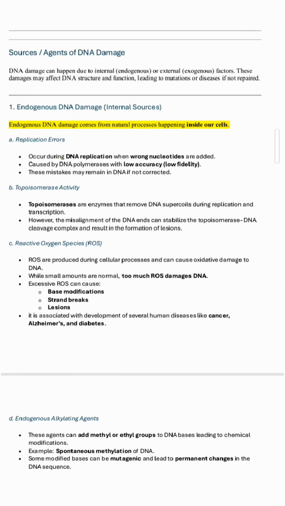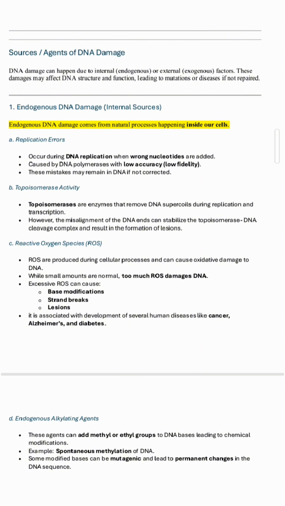Sources and agents of the DNA damage. DNA damage can happen due to endogenous or exogenous factors. Endogenous means which happen inside the body, exogenous means which happen outside the body, which may damage the DNA structure and its function. So endogenous DNA damage includes replication error.